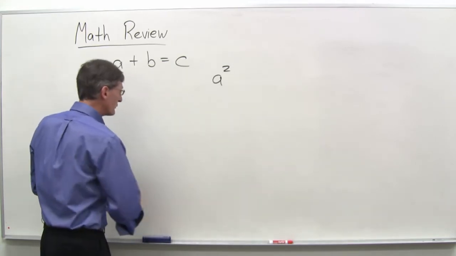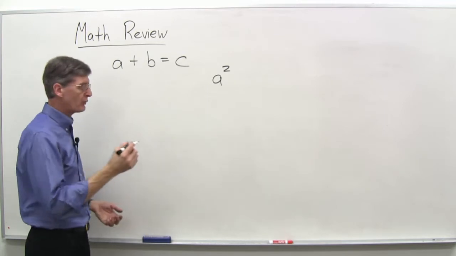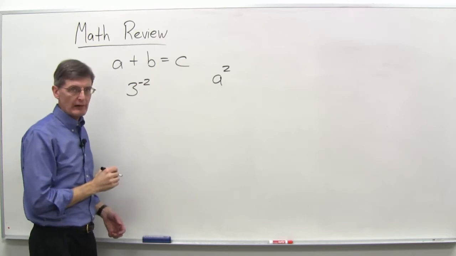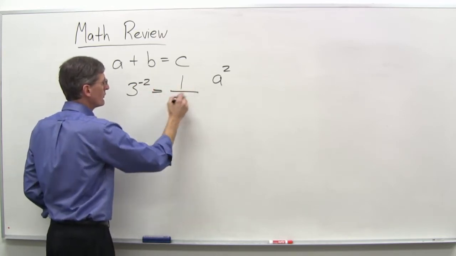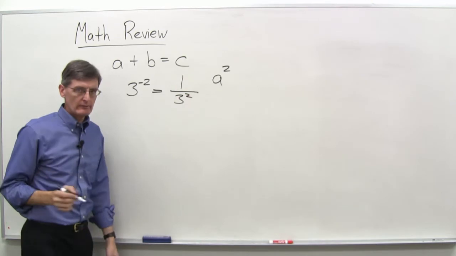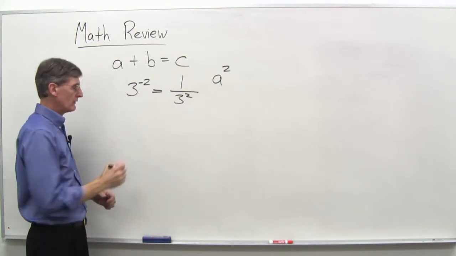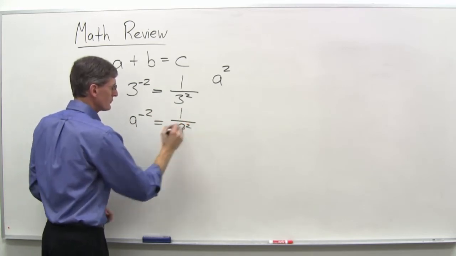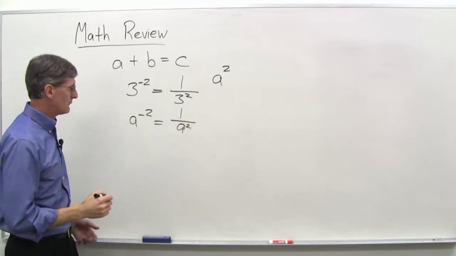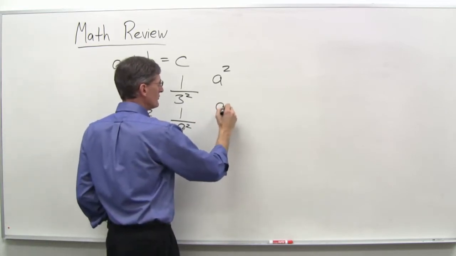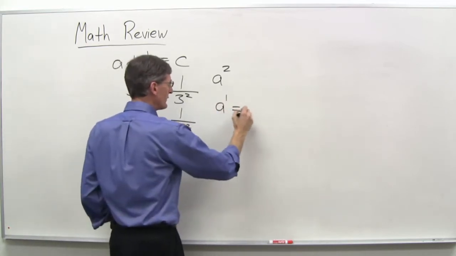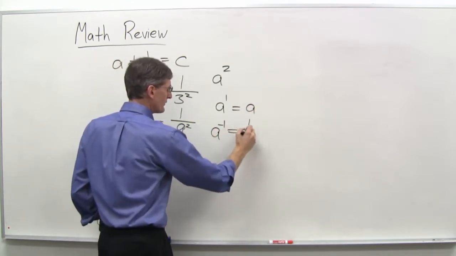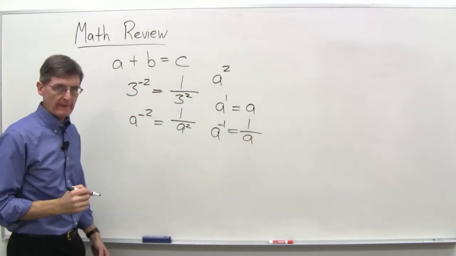Another thing along with this, we have negative exponents. So if we have, say, 3 to the negative 2 power, that's defined to be 1 over 3 squared. Okay, so 1 over 3 squared, or if we use a to the negative 2 power, it equals 1 over a squared. Remember also that a to the first power, a to the 1, simply equals a. So a to the negative 1 is the same as 1 over a.